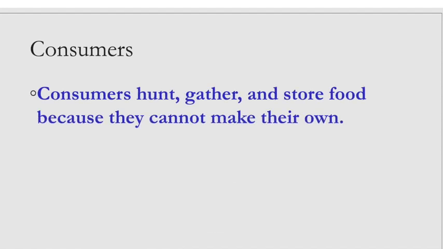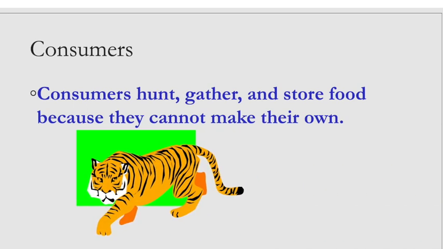What are consumers? Consumers hunt, gather, and store food because they cannot make their own food. So I have an example of a tiger. Humans also are consumers because we have to go and get our food. If we were farmers, we can farm our own food, or we have to go to the store to gather our food.